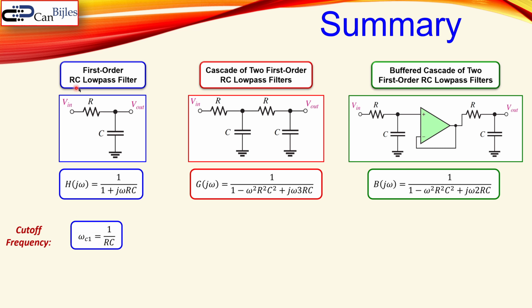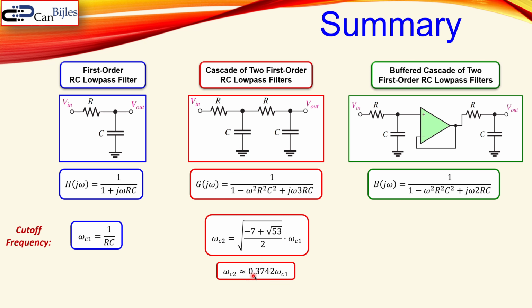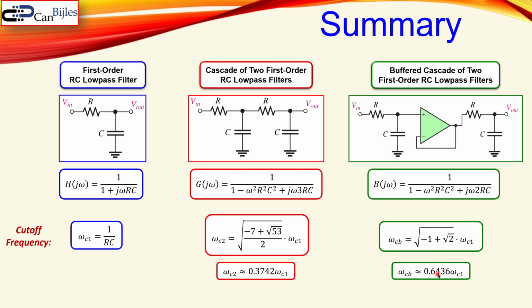Now the cutoff frequency here, we know, is again 1 over RC in radians per second for the simple RC low pass filter. Going to the cascaded version, it is a value smaller than 1, approximately 0.3742. That means the cutoff frequency of this circuit is approximately 37.4% of the cutoff frequency here, so it will be much smaller. And for the buffered version, the cutoff frequency was approximately 0.6436, so let's say 64.4% of the cutoff frequency of a simple first order low pass filter.